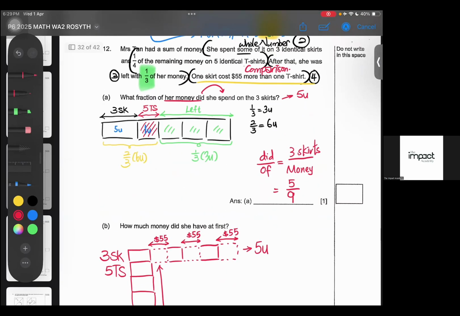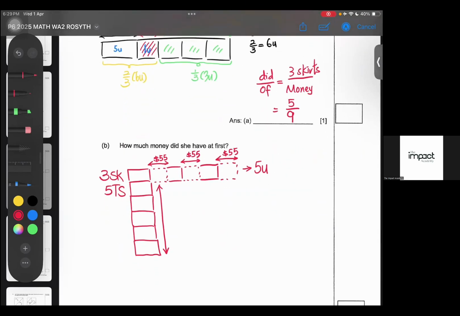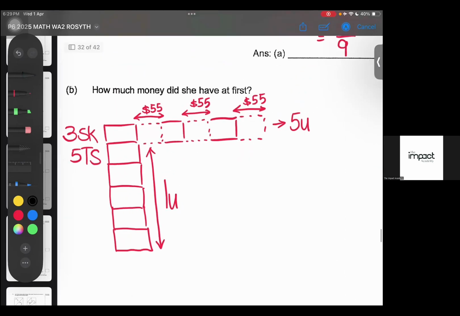Really? No, sorry. This is 5 units. Wait, does that make sense? Then this one is 1 unit. Understand? Okay, all right. So we will call all of this parts. You can call it x also. 1x, 1x, 1x, 1x. All of these are the same, right?